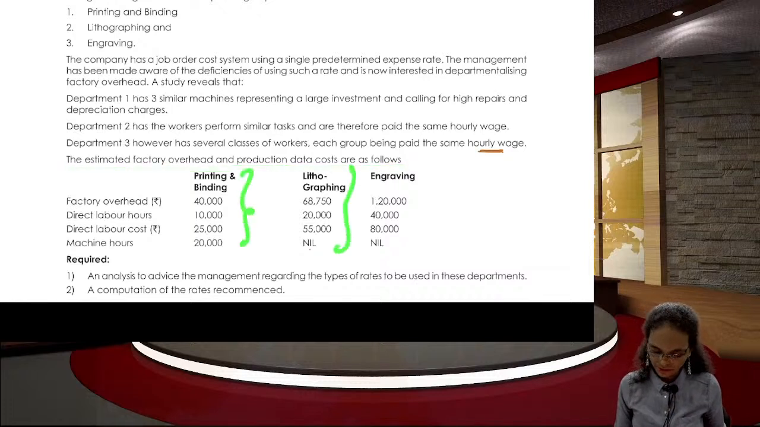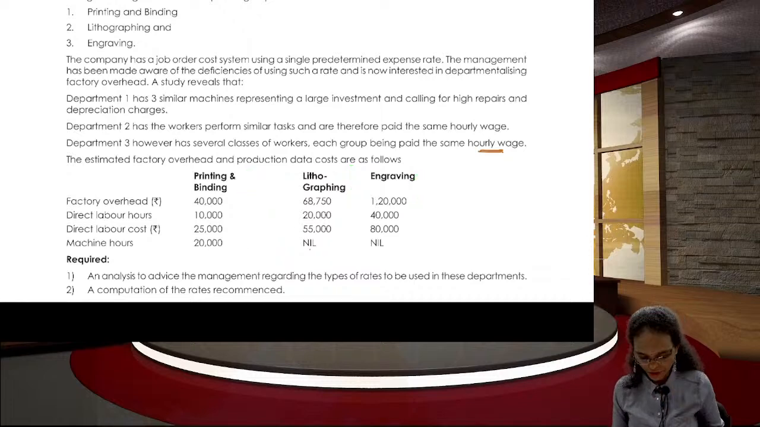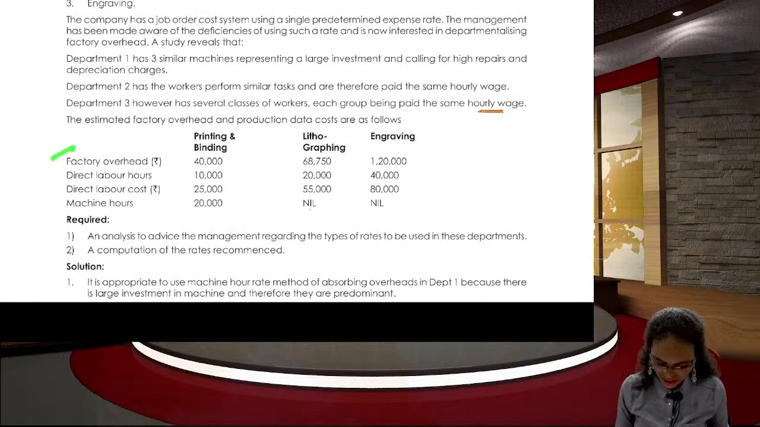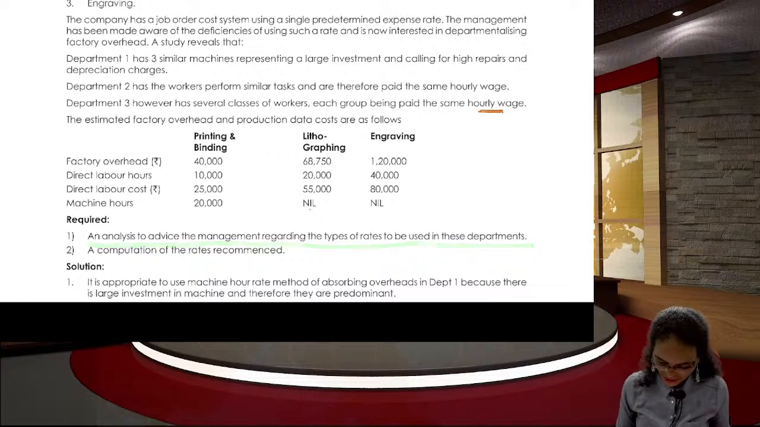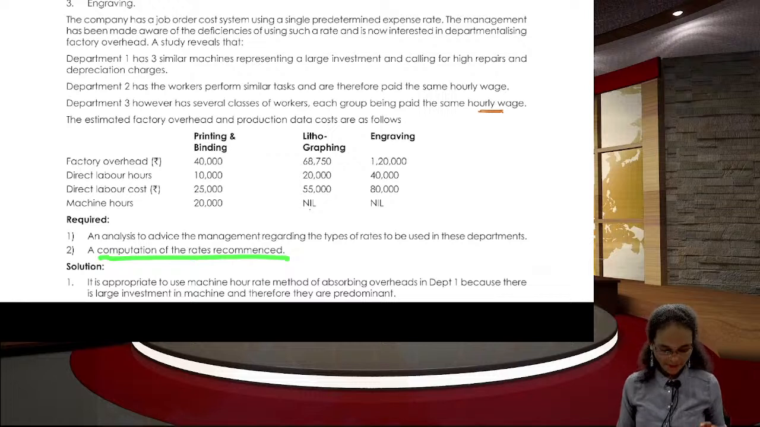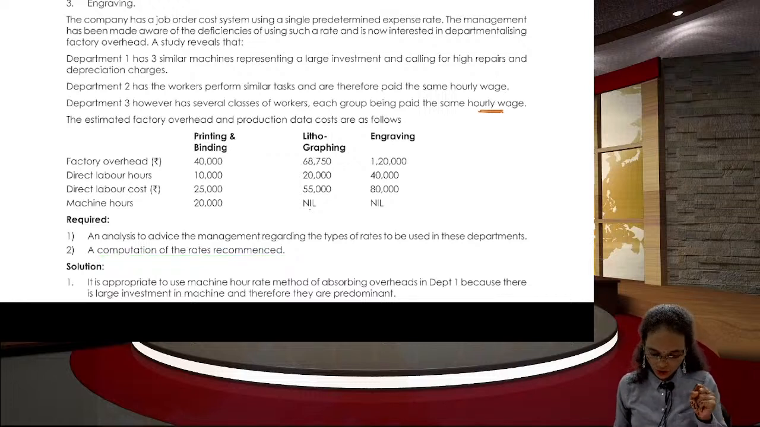For the 3 operations, overheads, direct labor hours, direct labor cost and machine hours are given. An analysis is required to advise the management regarding the typical rates to be used in these departments, and next, a computation of the rates recommended. So here try to understand clearly.